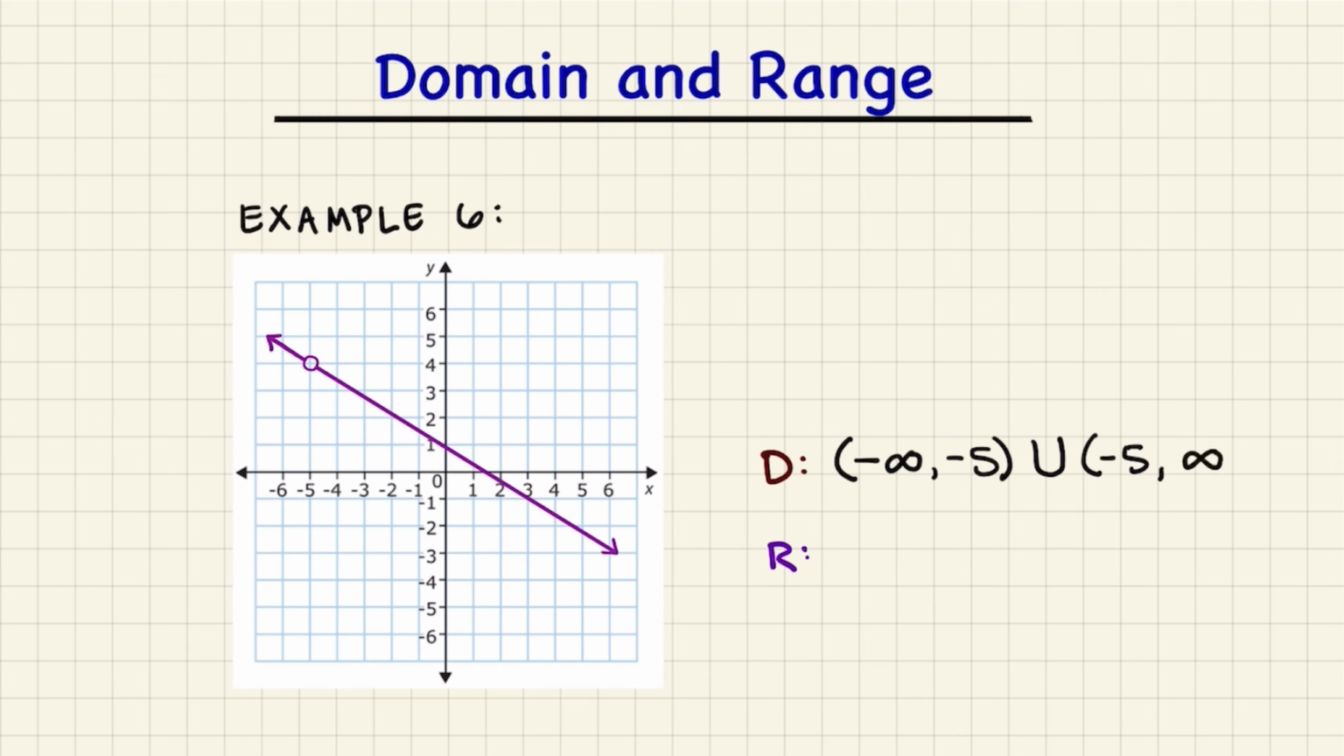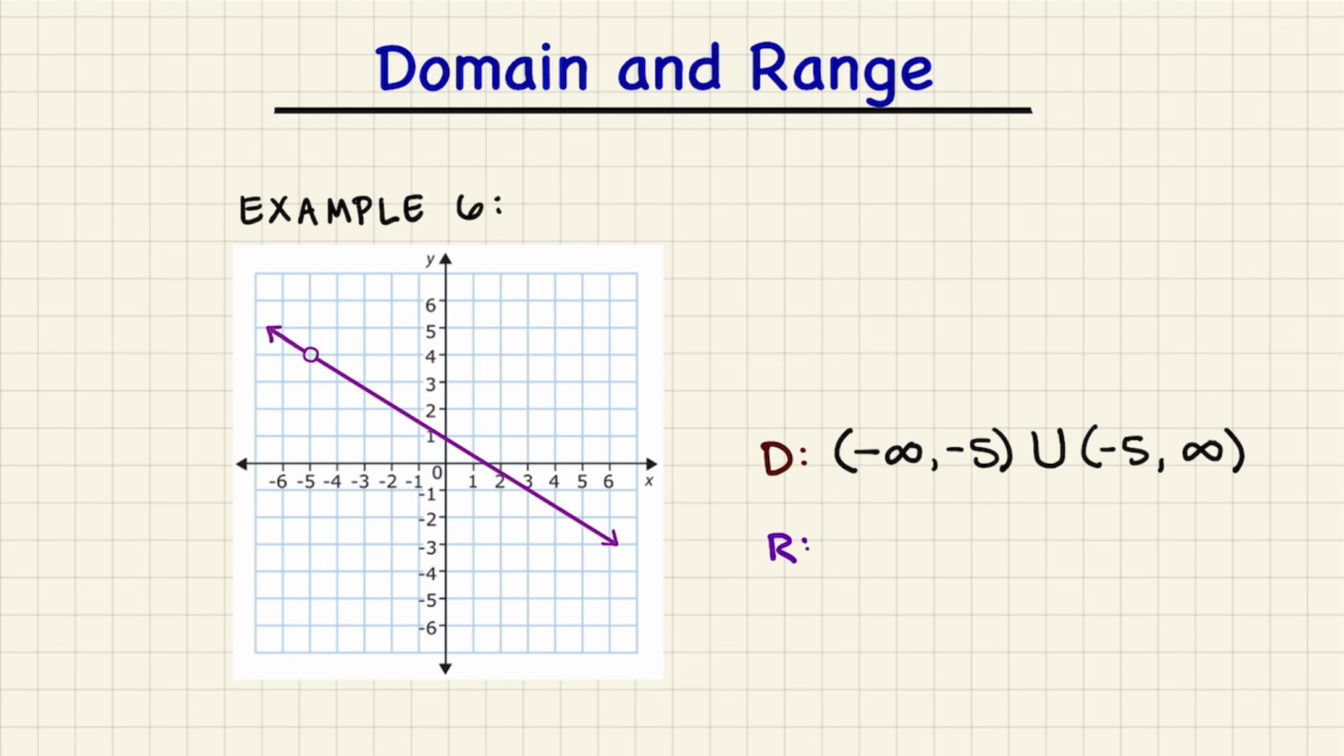So +infinity and parentheses. So as you can see, sometimes we have to list multiple intervals to get the full domain. And sometimes it might be more than 2. And anytime you add another interval, you just write a U to represent union. It means these are all included, however many intervals there are. Now let's move on to the range.